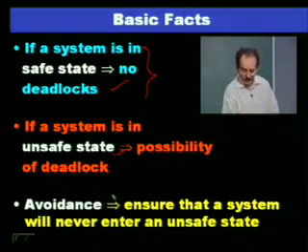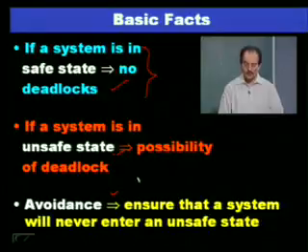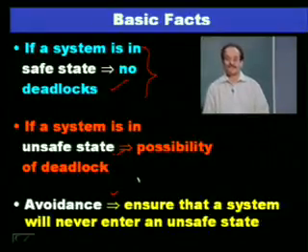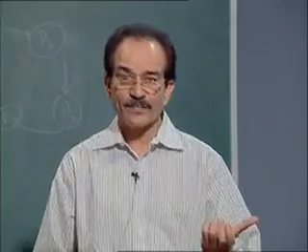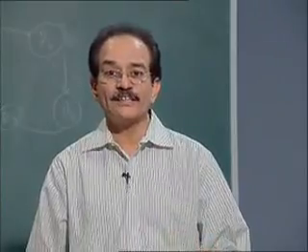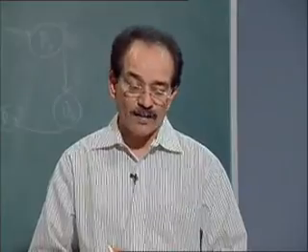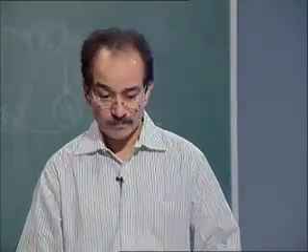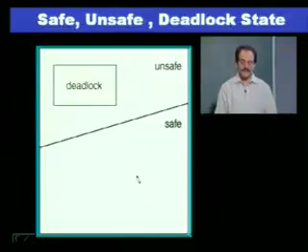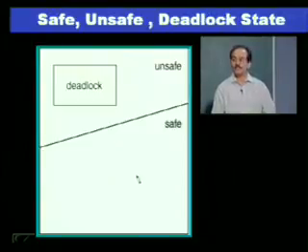How do I avoid it? We ensure that a system will never enter into an unsafe state. In case I can guarantee that whatever processes I am executing will never enter into the unsafe state, I say I can avoid the deadlocks. So, this is what we call the safe, unsafe and deadlock states.